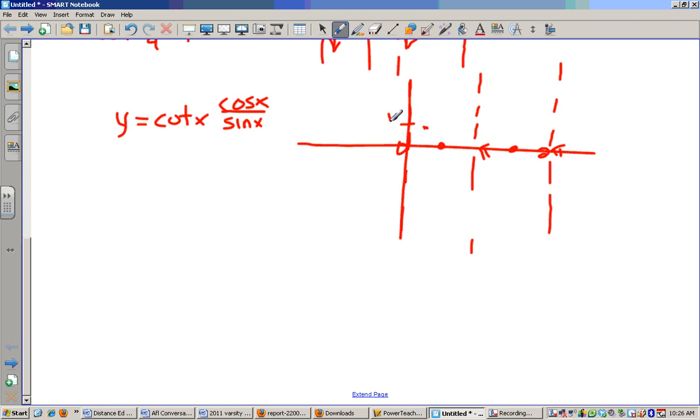Yeah, it's the reciprocal of the other one. Exactly. Okay? So pretty easy, right? So those are 2 graphs that you're going to need to know. All right?